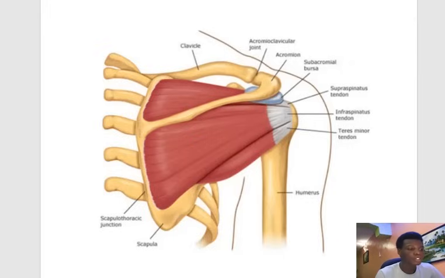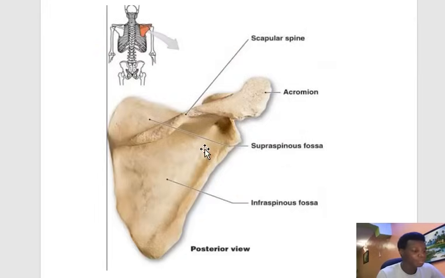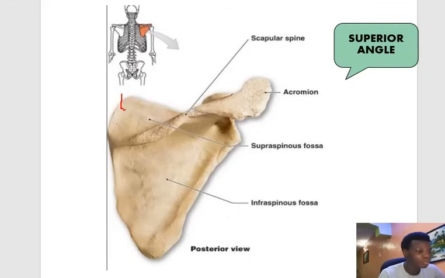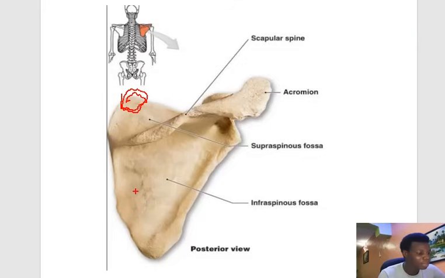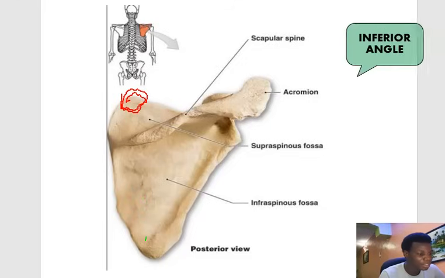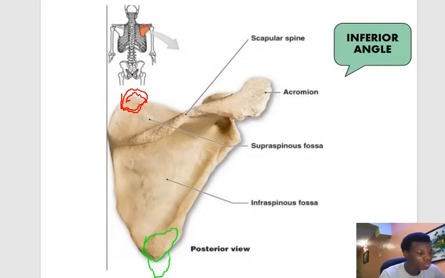Very fast, let me draw your attention to the angles of the scapula too. Here is the superior angle of the scapula. This structure right here is the superior angle of the scapula, and then down here we have the inferior angle of the scapula.